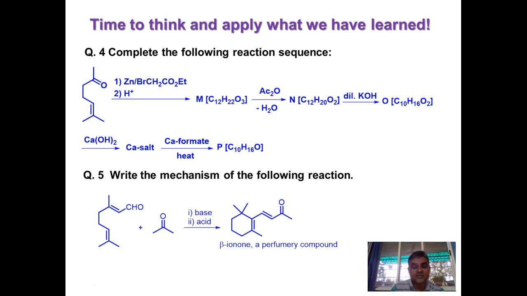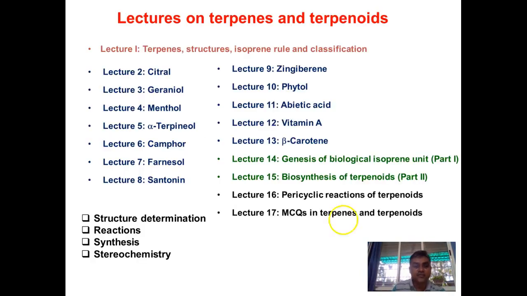So this is all about the citral molecule, and we have completed two lectures: introduction to the terpenes, and the second lecture on citral. Now in the third lecture we will talk about the geraniol molecule.